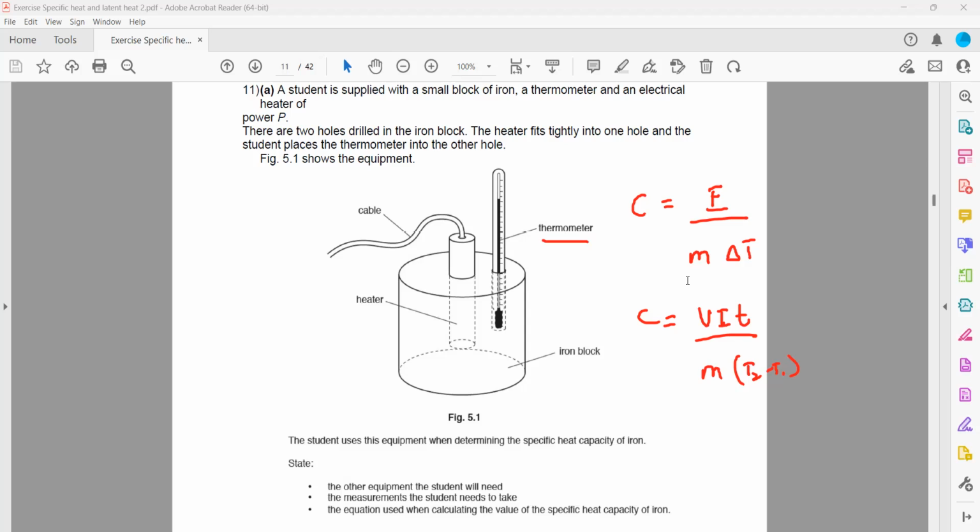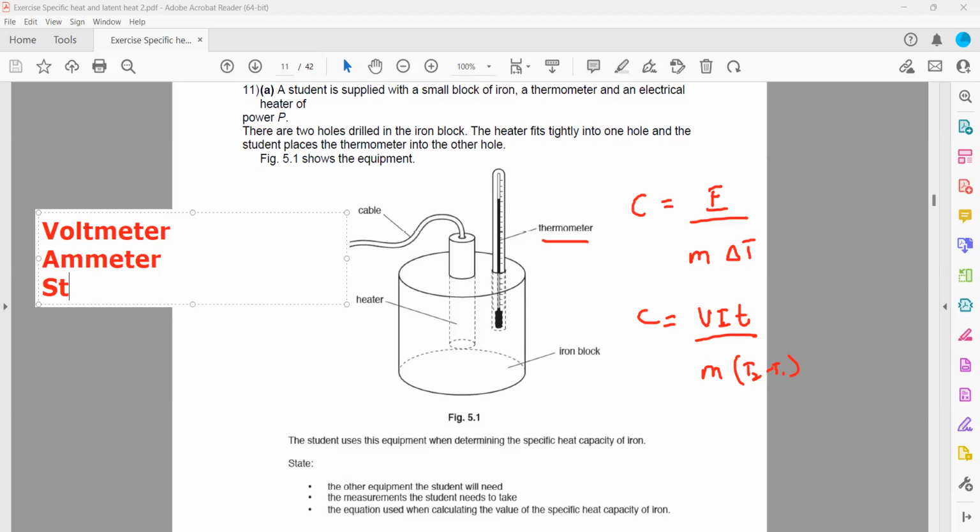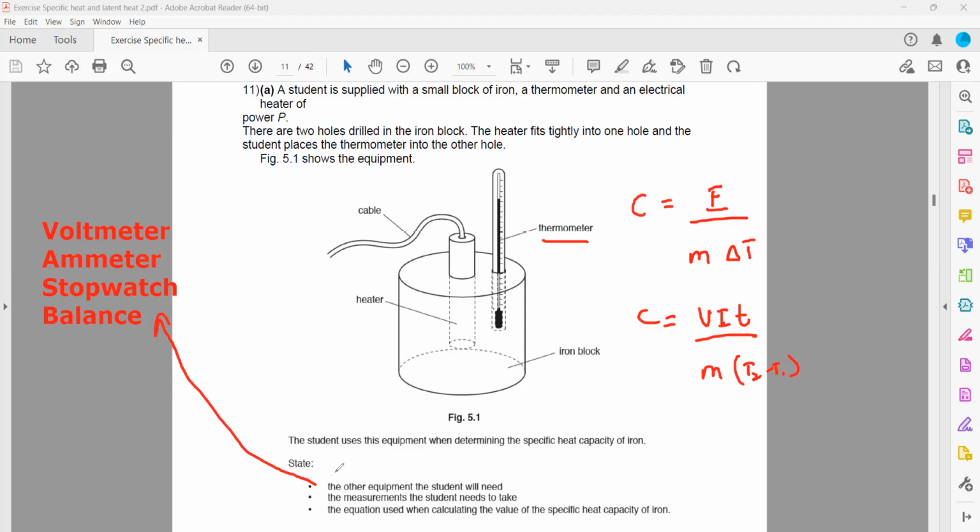What other apparatus do we need? First, a voltmeter to measure the voltage, because voltage can only be measured by a voltmeter. For current, an ammeter. For time, a stopwatch. For mass, a balance. We did not mention the thermometer because they already asked for other equipment the student needs. So this is the answer for that part.